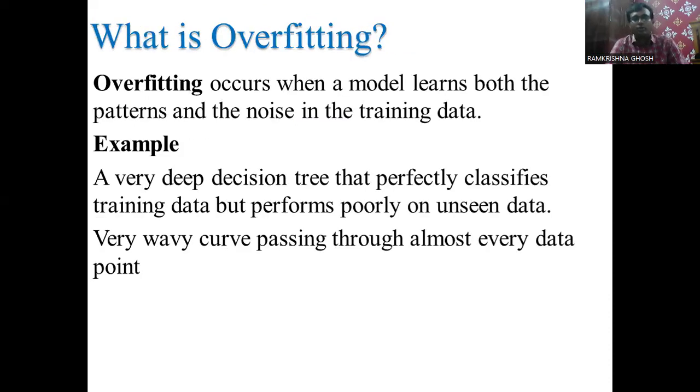What is overfitting? Overfitting experiences high variance and low bias. Overfitting occurs when a model learns both the patterns and noise in the training data. Example, a very deep decision tree that perfectly classifies the training data but performs poorly on new unseen data. A very wavy curve passing through almost every point.